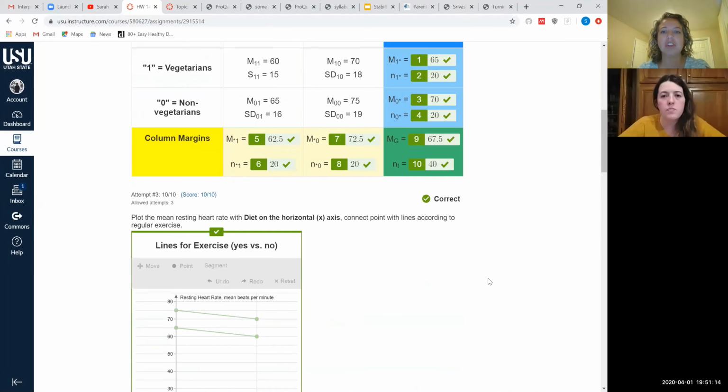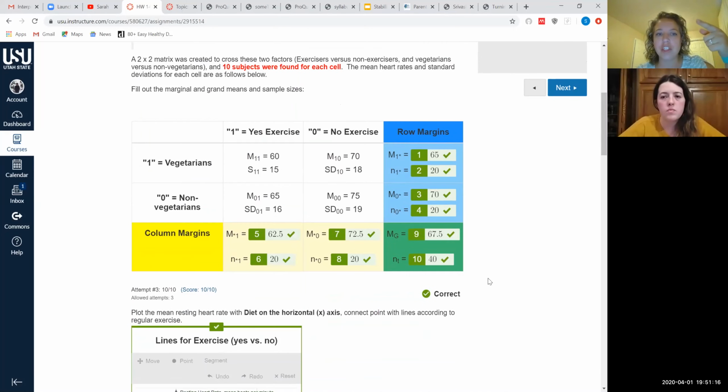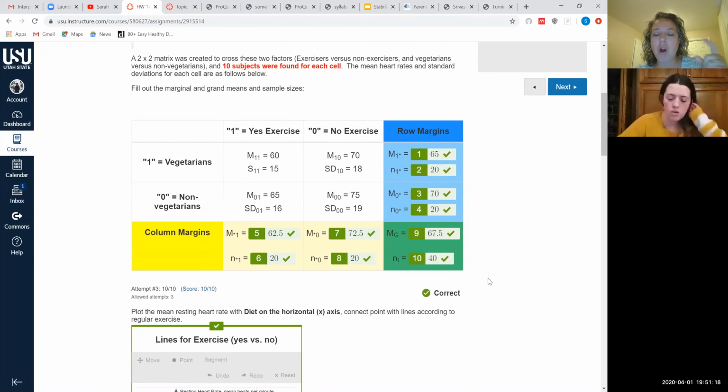Okay, so you have two rows, vegetarians and non-vegetarians. Your row averages are 65 and 70, and your grand average, down in that green in the corner, is 67.5. So you're going to take each of the row averages, 65 and 70, subtract the grand average, 67.5, square those differences, and add it up.